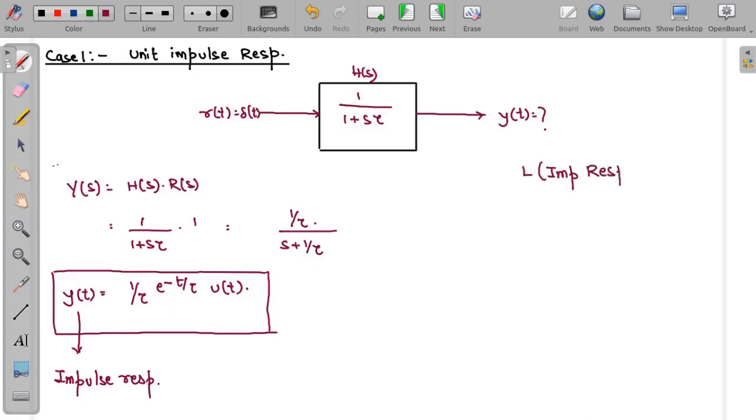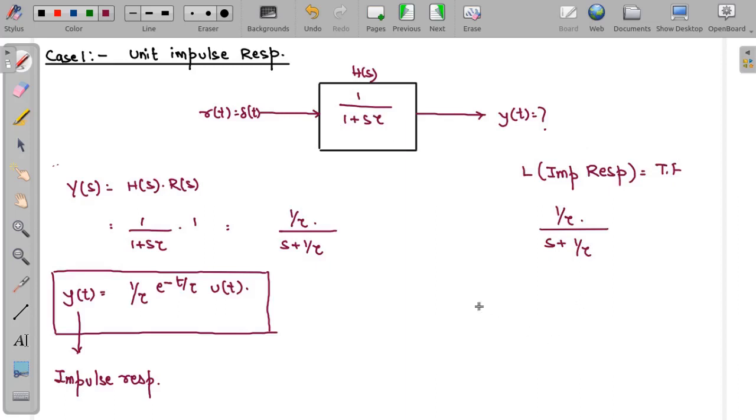It is your transfer function. So you can even check it over here. If you take the Laplace transform of this, 1 by tau is constant, so this will be s plus 1 by tau. If you multiply tau in the numerator and denominator, you will get this transfer function only. So remember that the Laplace transform of the impulse response is your transfer function.